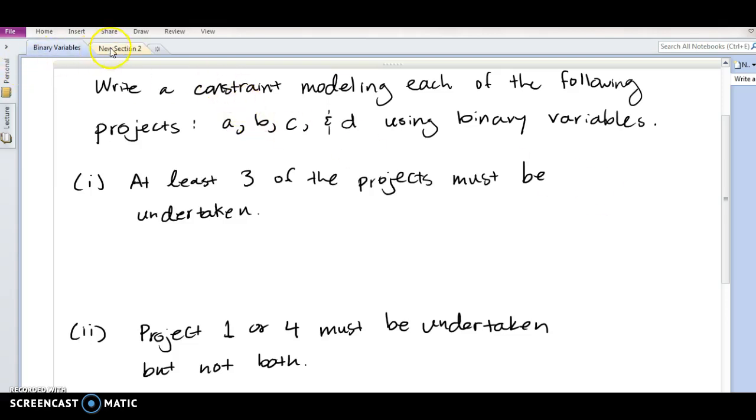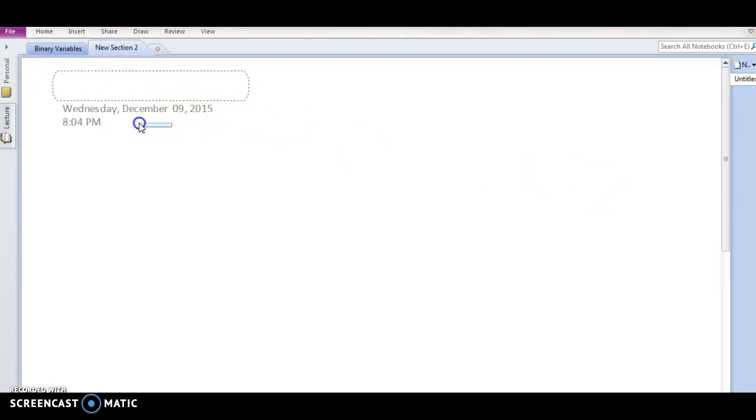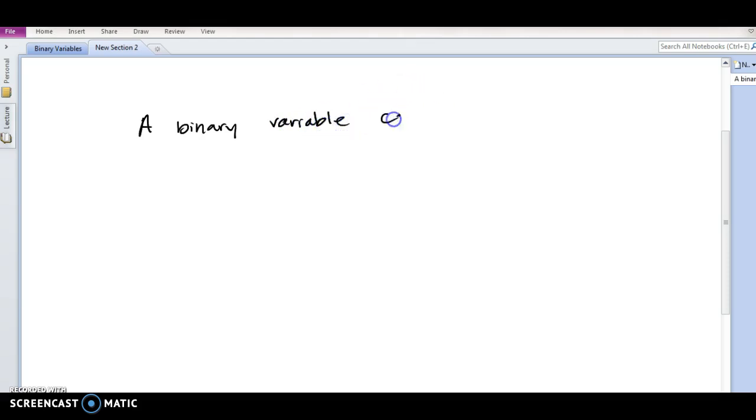Okay, so first, just a quick rehash. The idea of a binary variable is very simple. It can only take on 2 values, 1 or 0. So that corresponds to on or off.